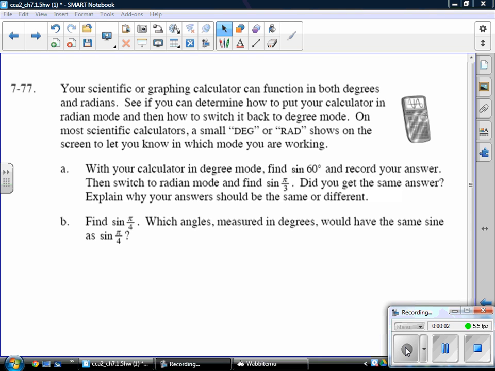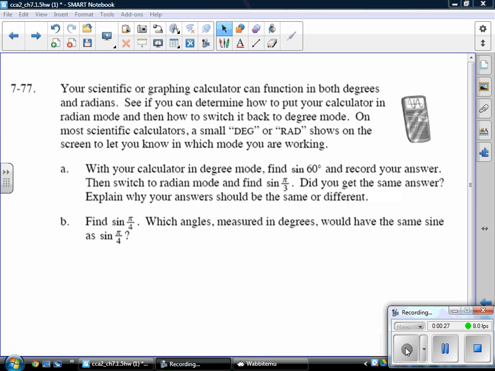This is problem 7-77 from section 7.1.5 homework. Your scientific or graphing calculator can function in both degrees and radians. See if you can determine how to put your calculator in radian mode, and then how to switch it back to degree mode. On most scientific calculators, a small degree or radian shows on the screen to let you know which mode you're working in.